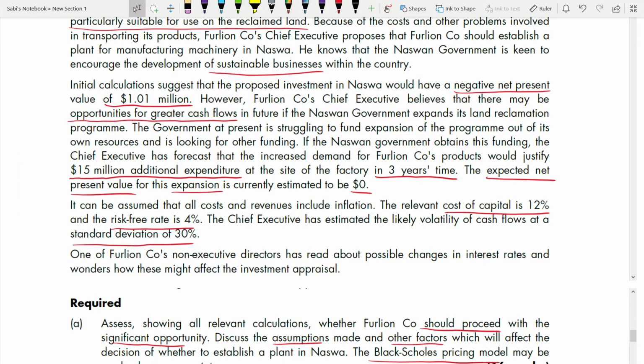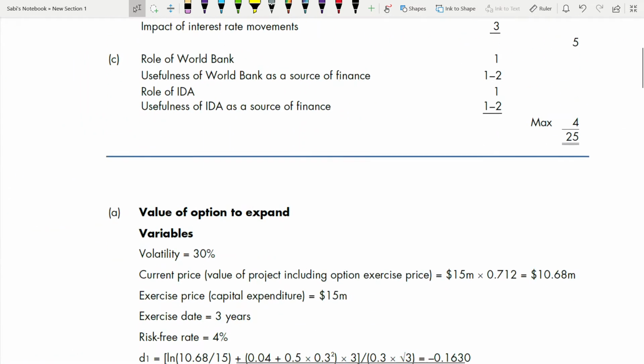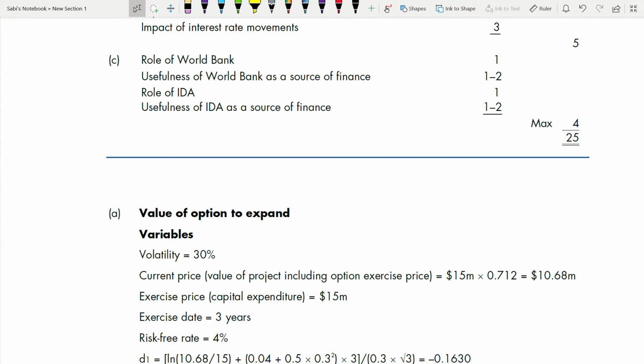And the last paragraph, one of the Furlion's non-executive directors has read about possible changes in interest rates and warned us how this might affect the investment appraisal. So coming to the first one, whether we should proceed with the significant opportunity. Let us see. So you are starting with Black-Scholes option pricing model. That means our net present value is negative, but that does not mean that we should not go with the project. Our option, there is a real option. If you can see in the question and identify that there's a real option they were talking about, that option has a value, so that option will give it a value. So how will you value that option?